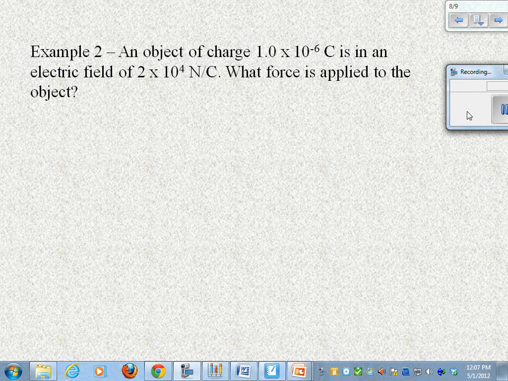Example number 2. An object with charge 1.0 times 10 to the minus 6 coulombs is in an electric field of 2 times 10 to the 4 newtons per coulomb. What force is applied to the object? This time we're looking for the force. Now, you've already got the formula. Some of you can probably do these already. They're not particularly challenging questions.